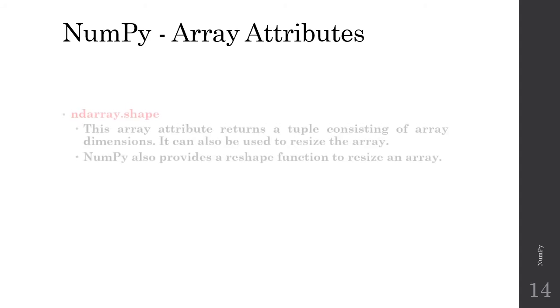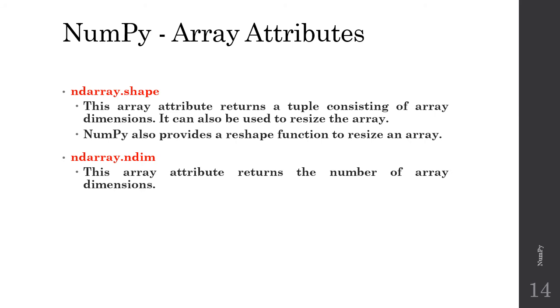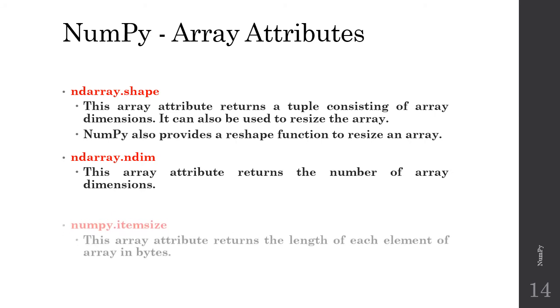Now we will see a few array attributes of the NumPy package, or ndarray attributes. The first one is ndarray.shape. This array attribute returns a tuple consisting of array dimensions. It can also be used to resize the array. NumPy provides many methods, such as the reshape function, to resize an array. The next attribute is ndarray.ndim. This attribute returns the number of array dimensions.